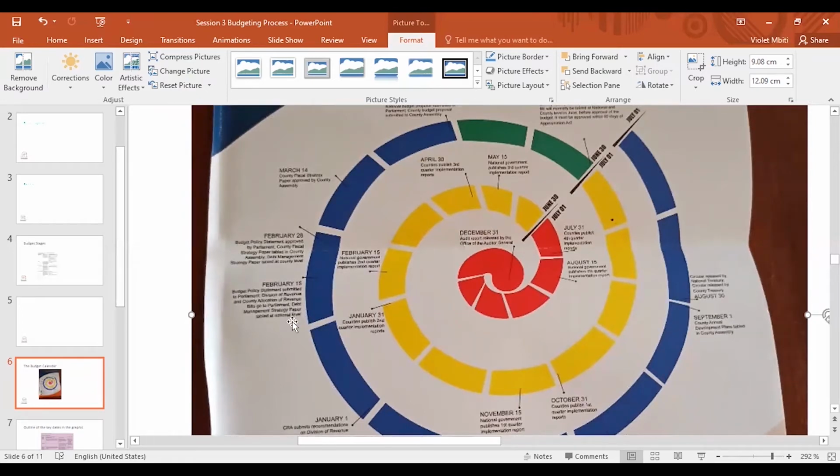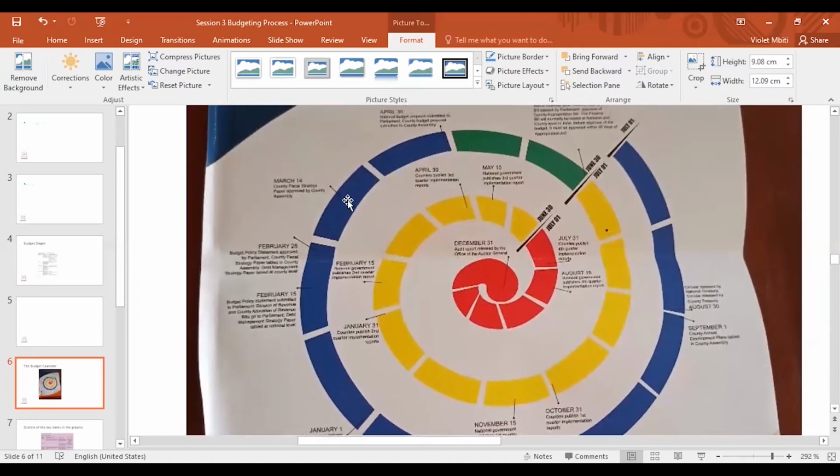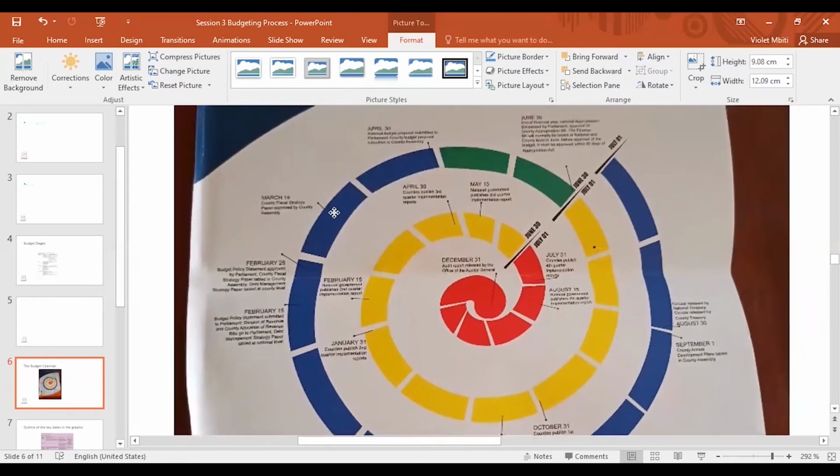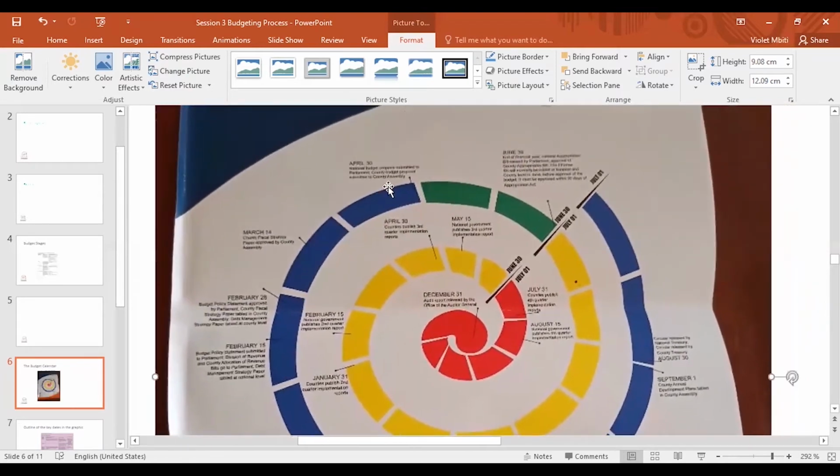February 15th, the budget policy statement, which is the equivalent of the CFSP at the national level, is submitted in Parliament. February 28th, you find that the budget policy statement is submitted at the National Assembly, and the county fiscal strategy paper is submitted at the county assembly. And then March 14th, the county fiscal strategy paper is approved by the county assembly. Okay, so everything has to happen within the timeline.